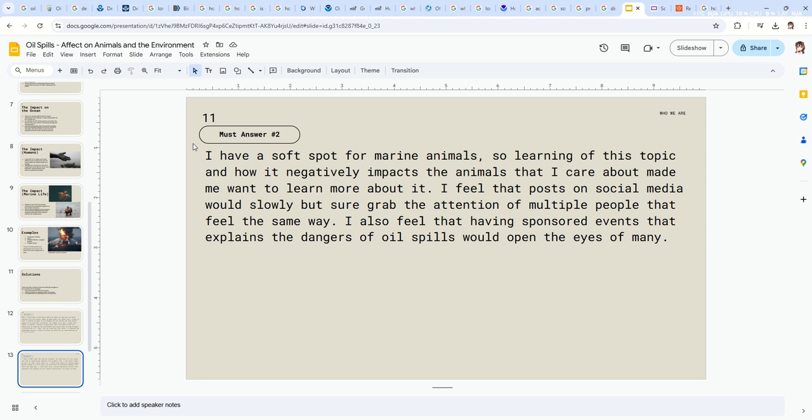The reason why I chose this topic is because I have a soft spot for marine animals. So learning of this topic and how it negatively impacts the animals that I care about made me want to learn more about it. I feel that posts on social media slowly but surely grab the attention of people that would feel the same way. I feel that slow retention of progressively getting people to look at the posts will greatly impact it later. I also feel that having sponsored events that explain the dangers of oil spills would open the eyes of many.